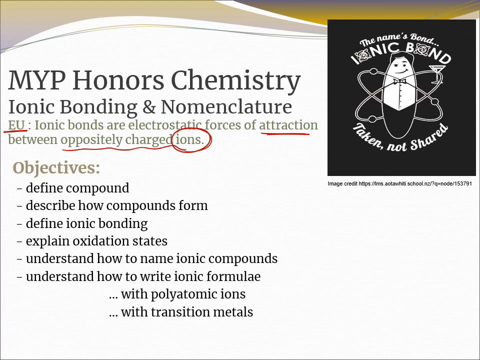Our objectives for today: we're going to define compound and describe how those compounds form. We're going to focus in on ionic bonding and talk about how oxidation states relate to ionic bonding. We're going to understand how to name ionic compounds and how to write formulae for ionic compounds. We're going to look at these special cases of polyatomic ions and transition metals.